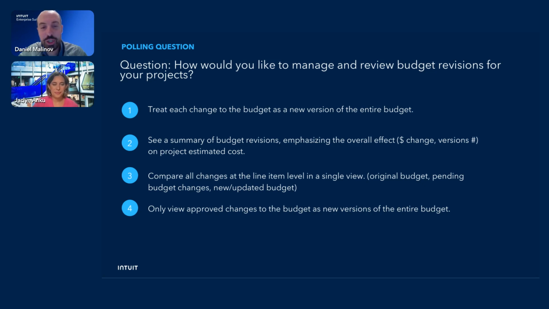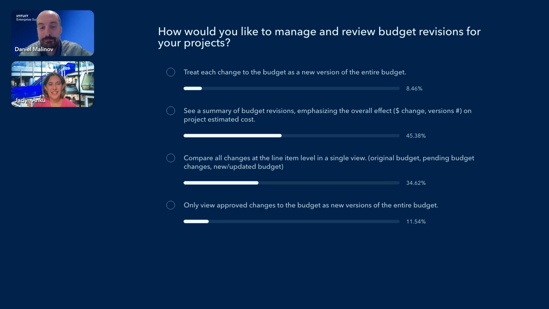Quick poll question: how would you like to manage and review budget revisions for your projects? Do you want to treat each change to the budget as a new version of the entire budget? See a summary of the budget versions, emphasizing the overall effect, dollar change or version number on project estimated cost. Compare all changes at the line item level in a single view, or only view approved changes to the budget as new versions of the entire budget. All right, have at it.